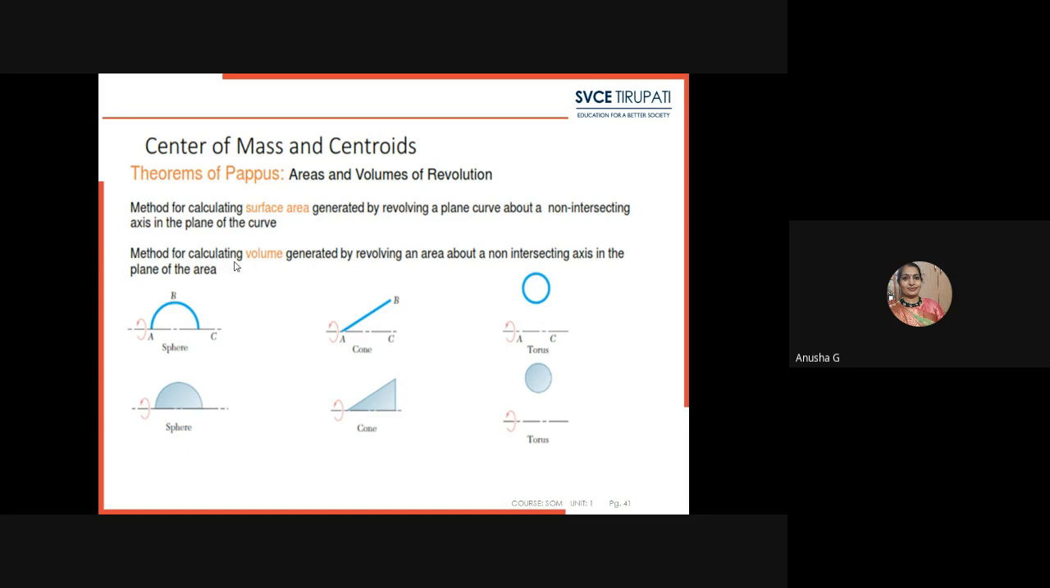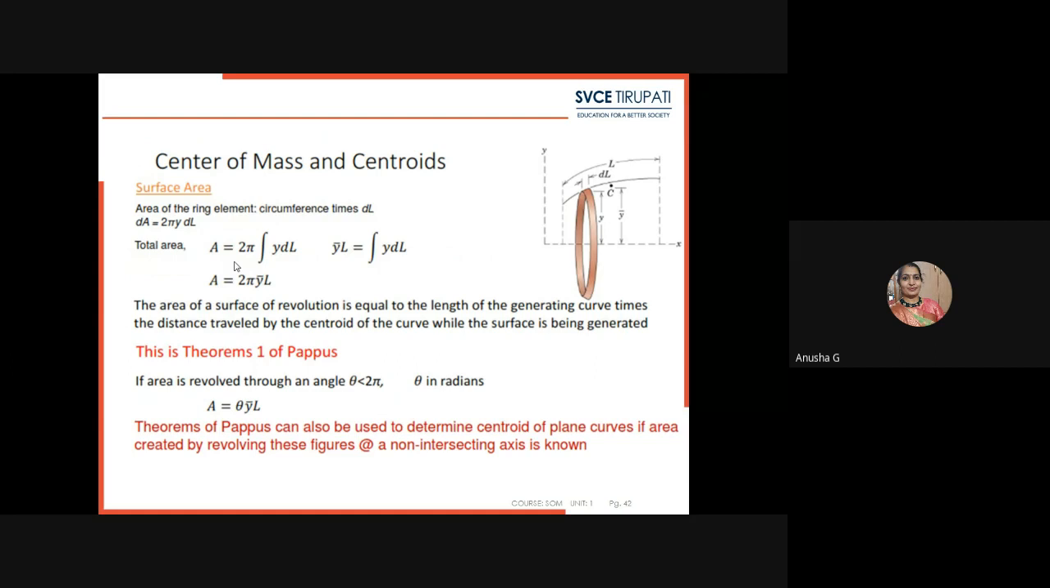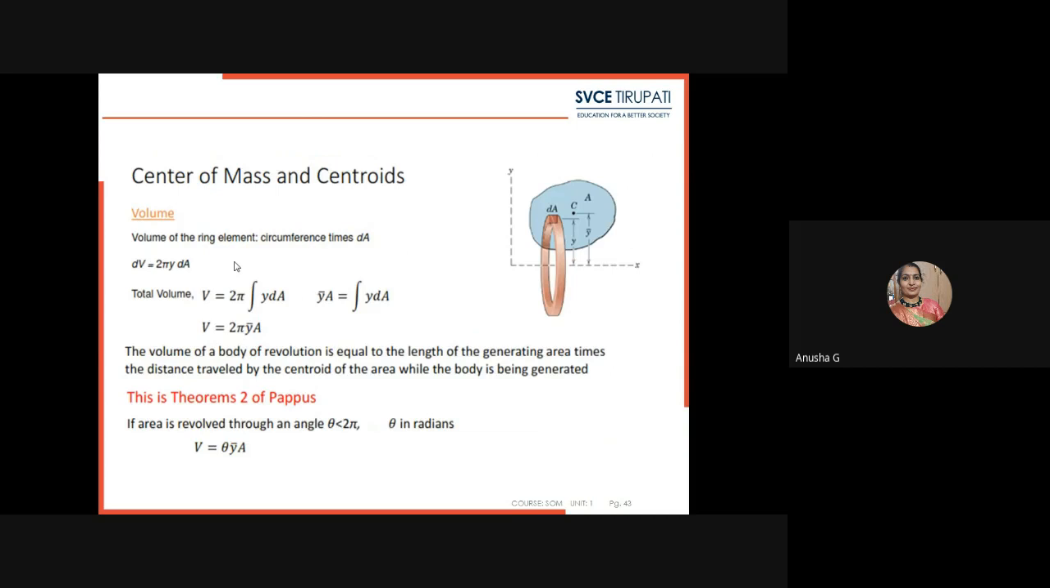You can observe here the sphere that has to be considered in different directions. The formula for the surface area is A equals 2 pi y bar into L. This is theorem 1 of Pappus. A equals 2 pi y bar into L is our formula. This theorem of Pappus can also be used to determine the centroid of plane curves, if the area created by revolving these figures about a non-intersecting axis is the center of mass and centroid of the surface area. This is the first Pappus theorem.